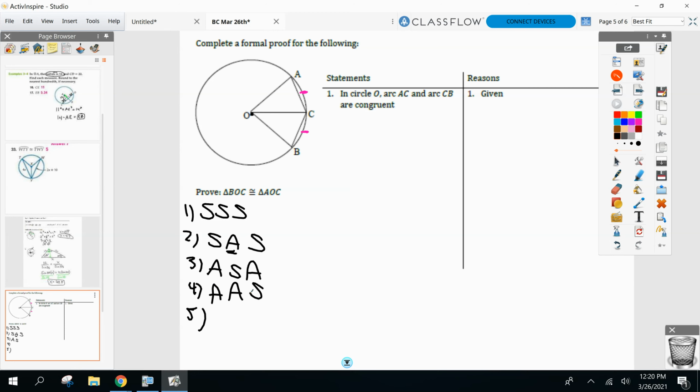Hypotenuse leg. Good. Only in what type of triangle though? Right triangle. I'm embarrassed. I'll get over it. So those are our 5 ways to prove triangles congruent.